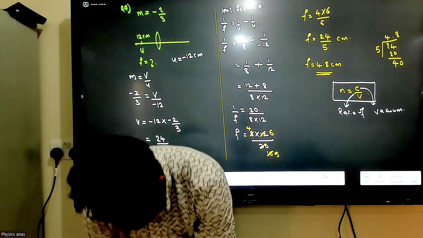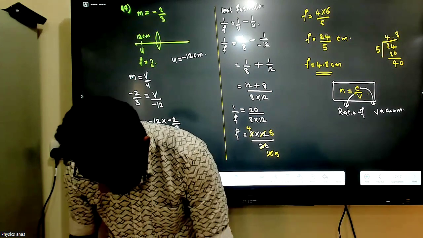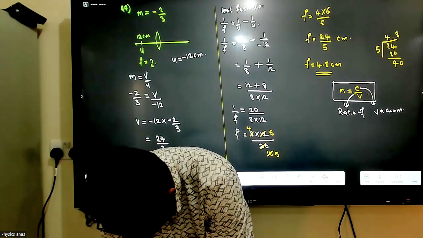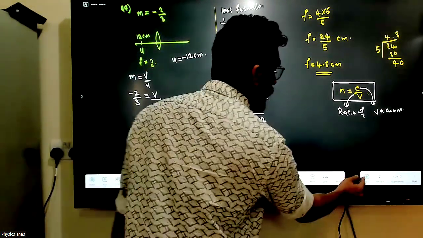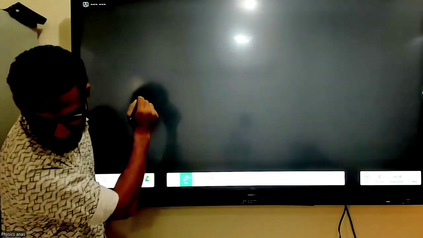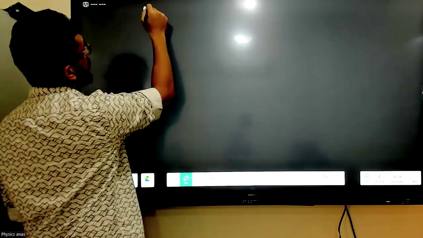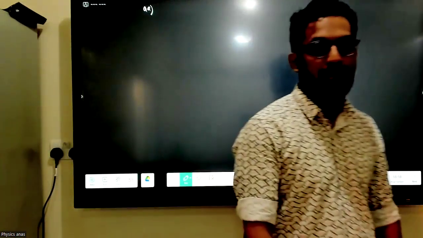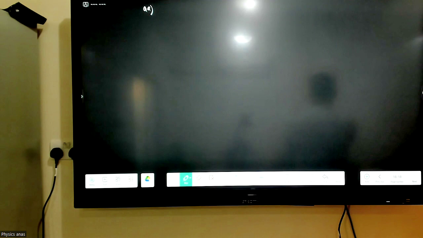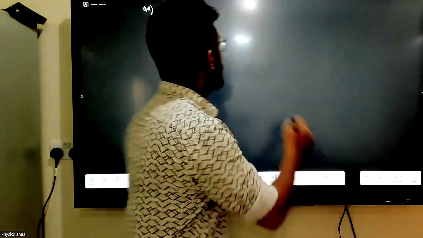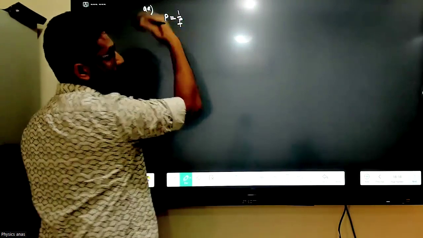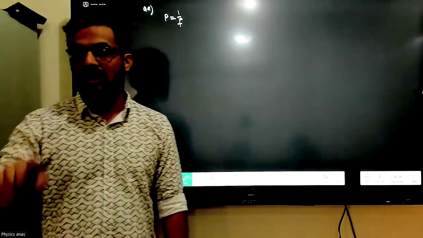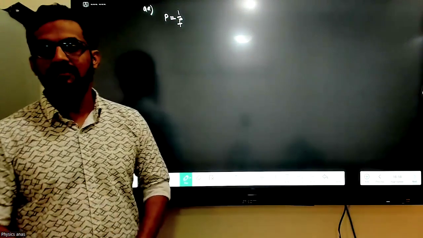And next one. What is meant by power of a lens? Ability to bend light, in simple form. That's the meaning of power of a lens. Or you can have this equation: P is equal to 1 by F. Define power from this equation: reciprocal of focal length. What is it, Aaron?